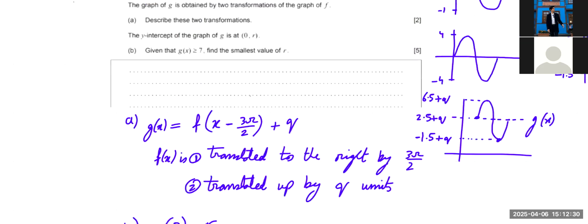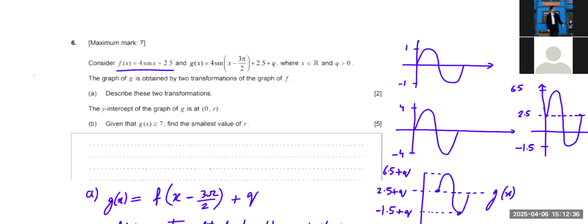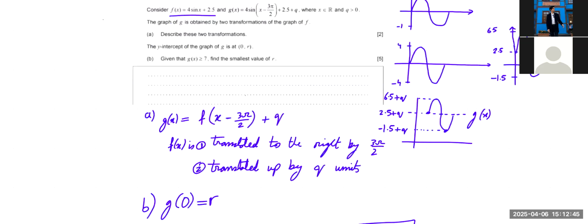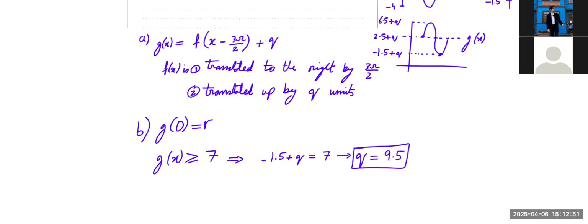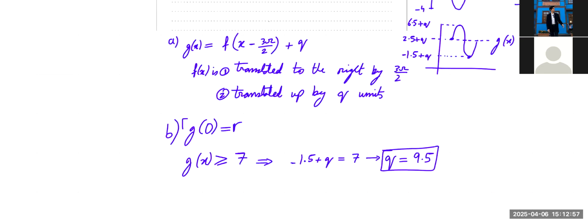So far, so good? Yeah. Okay. So now, what else do we know here? We know that the y-intercept is r, and we need to find out what r is, right? In fact, we need to find out the smallest value of r. So we need to plug in 0 for x and find out what the output is, because it says that g of 0 is r, right?